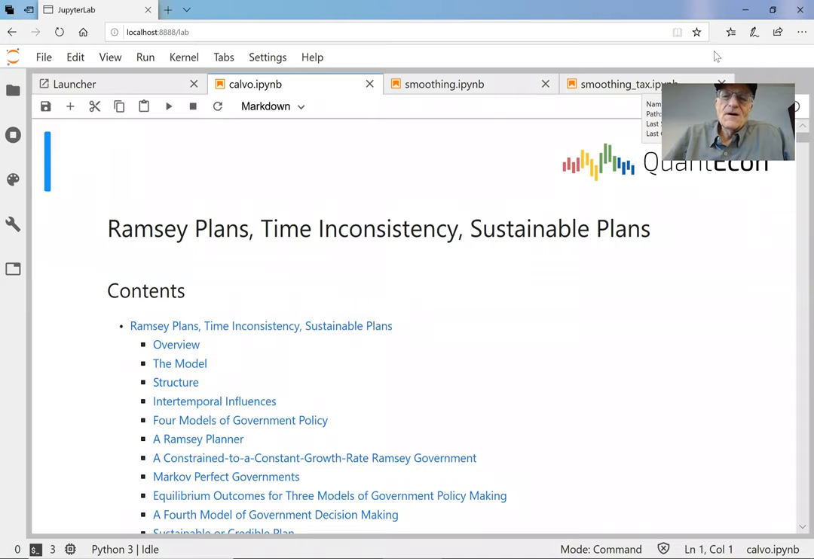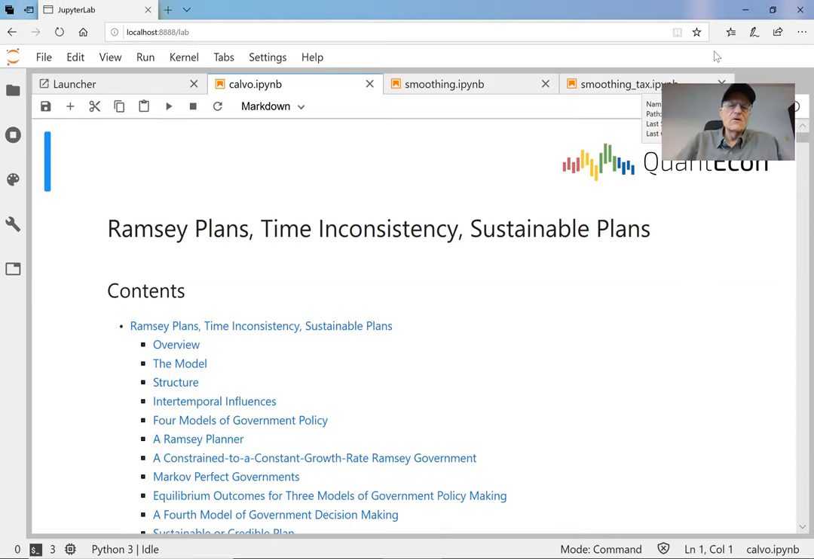Okay, this is Tom. I'm going to say a few things about this topic that we covered in the last lecture, and then I'm going to jump into talking about tax smoothing models. And I'm going to use an isomorphism between tax smoothing models and consumption smoothing models of a certain type.